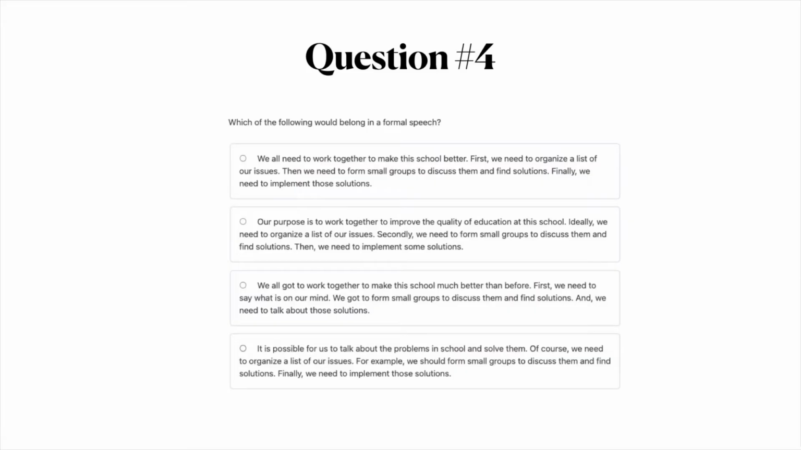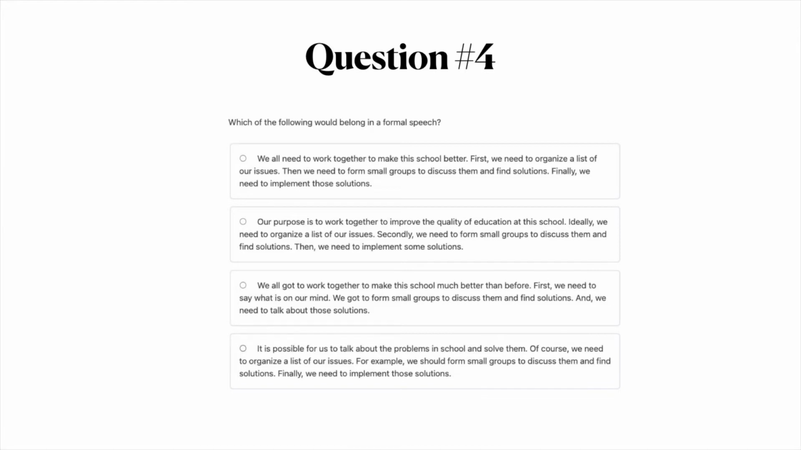Which of the following would belong in a formal speech? A, we all need to work together to make this school better. First, we need to organize a list of our issues. Then we need to form small groups to discuss them and find solutions. Finally, we need to implement those solutions. B, Our purpose is to work together to improve the quality of education at this school. Ideally, we need to organize a list of our issues. Secondly, we need to form small groups to discuss them and find solutions. Then we need to implement some solutions.